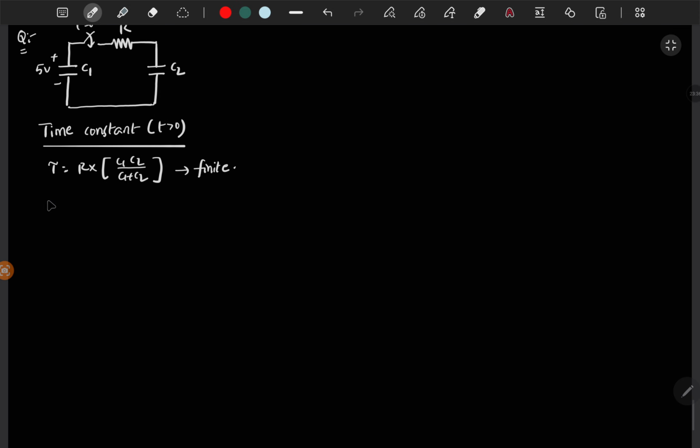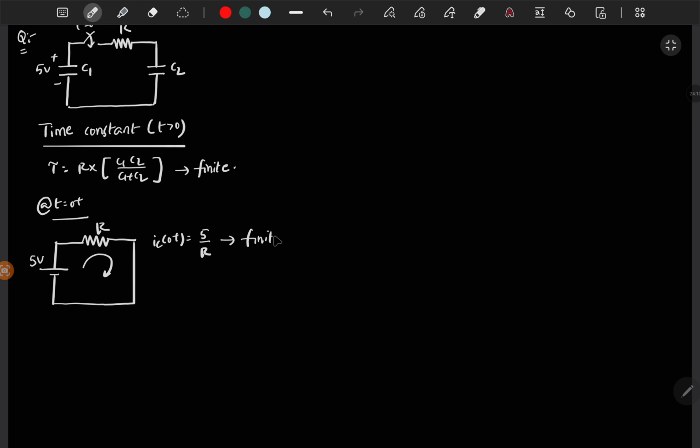And if you analyze at t is equal to 0 plus, then you replace the capacitor with an initial voltage of 5 volt, and you have a resistor, and this is 0. So IC of 0 plus is 5 by R. This is finite, which implies C2 starts charging. So yeah.